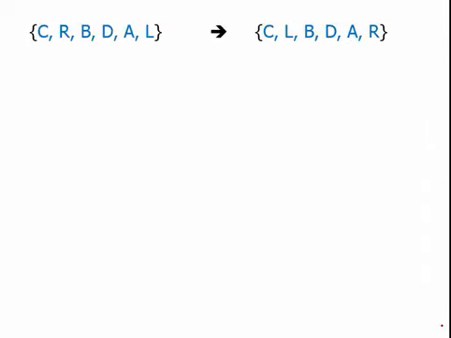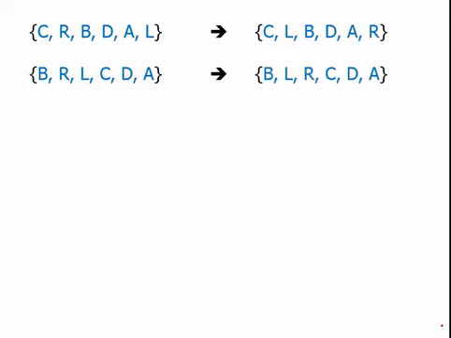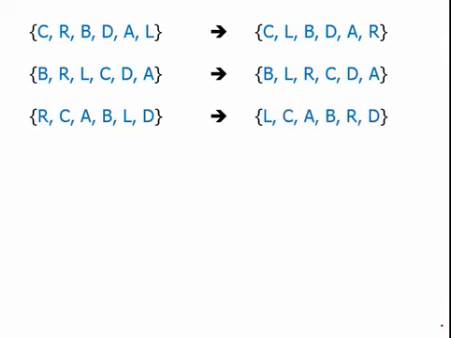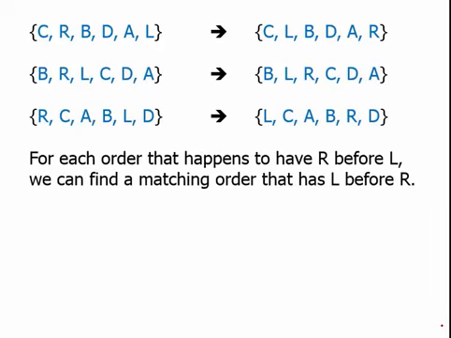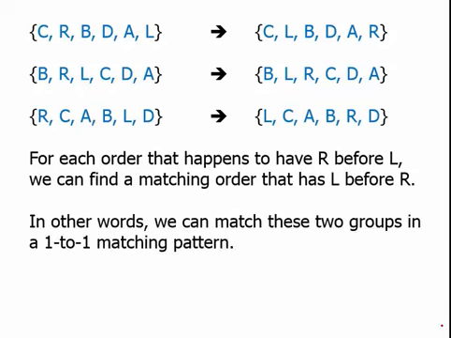They're identical, except that L and R are in opposite orders. But notice if we picked another one where R comes before L, again we could swap R and L, and we get a corresponding one. Again, another one where R comes before L, swap them so L comes before R. And we could do this time and time again. For each order that happens to have R before L, we can find a matching order that has L before R. In other words, we can match these two groups in a one-to-one matching pattern.